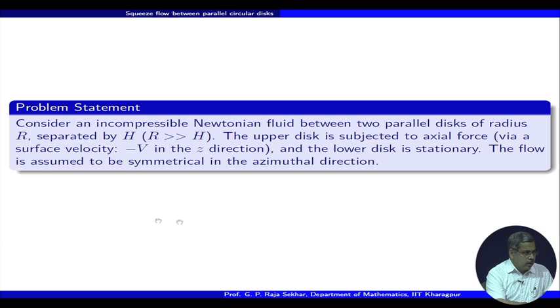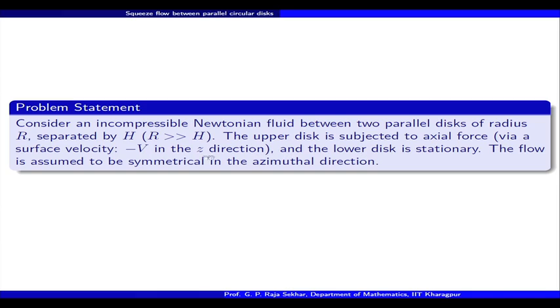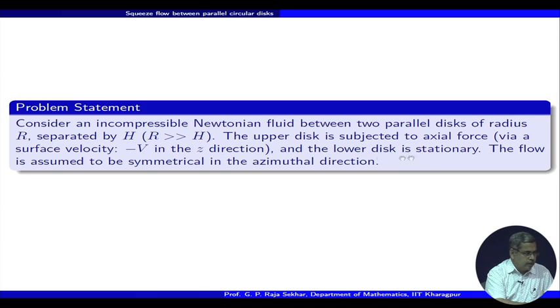Let us formally understand the problem. We consider an incompressible Newtonian fluid between two parallel discs of radius r separated by a distance h, and we are assuming that r is much larger than h. As I already indicated, the upper disk is subjected to an axial force. Typically, vertical is the positive direction, but since we are pressing the disk, it is taken as negative. So this is the negative z direction, the lower disk is stationary, and the flow is assumed to be symmetrical in the azimuthal direction. This is nothing but axisymmetry.